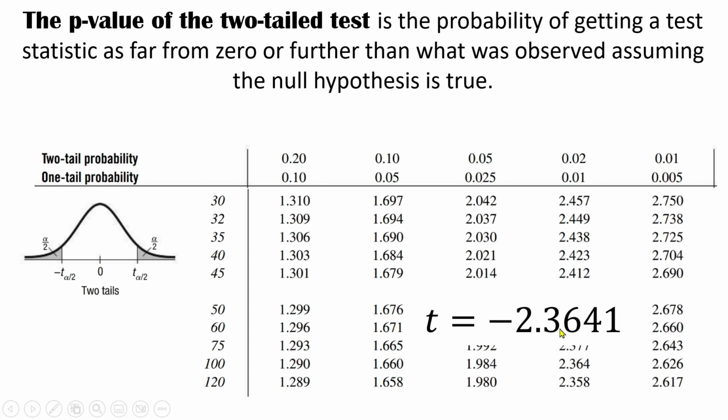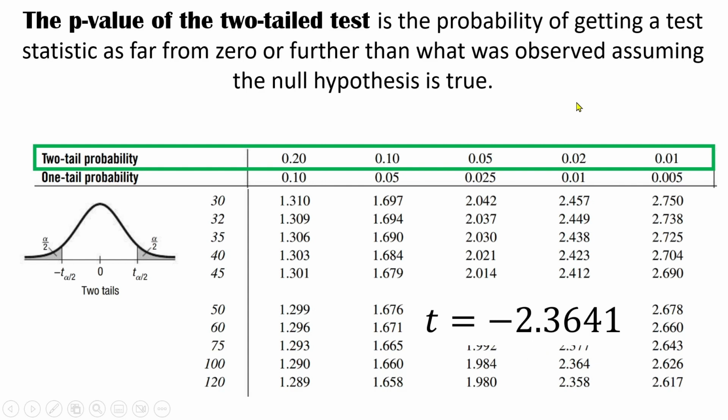So if we put minus 2.3641 down here at the lower tail and the positive value in the upper tail, then the area in those 2 tails combined would give us the p-value for the test, would give us the probability of getting a test statistic as far from 0 as what we observed or further. Right, so how do we find out what that p-value is?